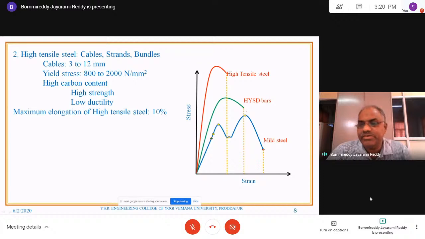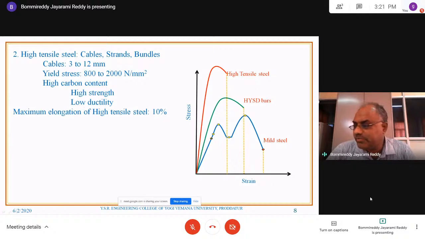Mild steel and HYSD bars are not sufficient to transfer the stresses to the member so that a large magnitude of pre-stressing force is introduced on the concrete. It is not possible with HYSD and also mild steel. Because of the high tensile stress in it, a small area of steel reinforcement is required to give the desired pre-stress to the concrete.